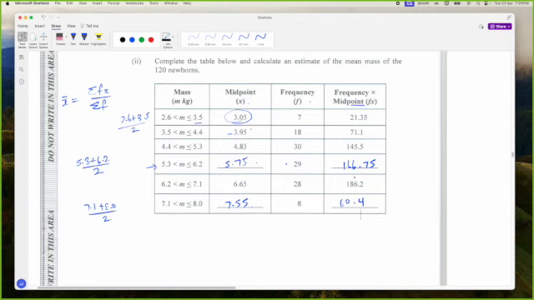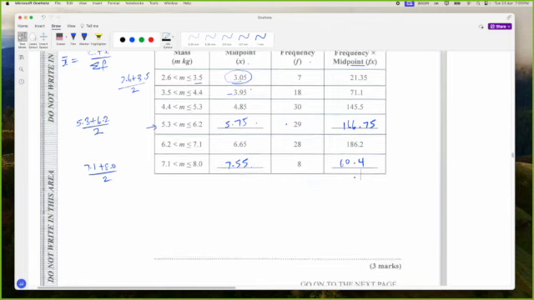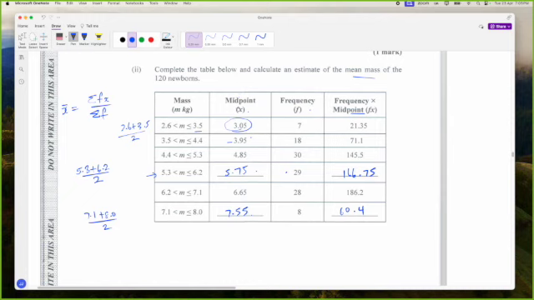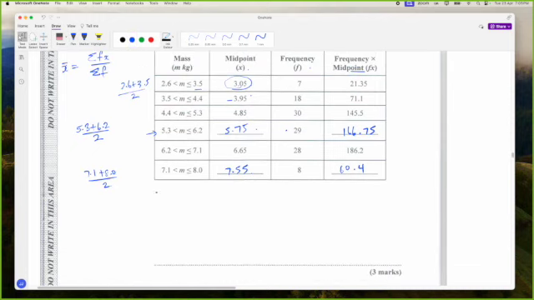Now you could expect that they will be wanting to ask you for the average. Watch and see. Oh yeah, they did. Calculate the mean mass of the newborns. So here is where you could put mean, because that is the mean. And the mean will be the summation of fx over the summation of f. The summation of your frequencies is supposed to be 120. And then the summation of all of this, fx. So I have to add all of this.